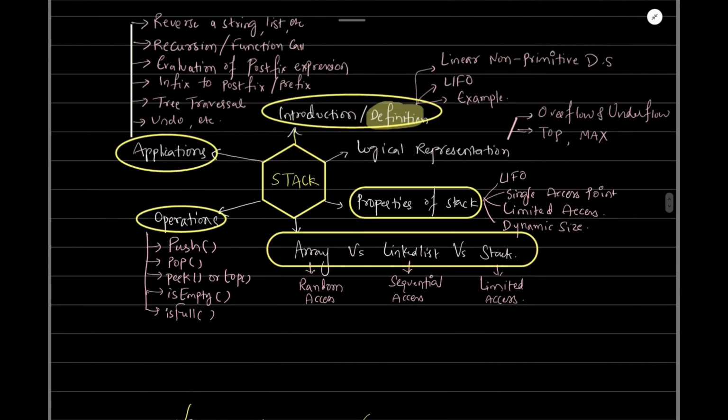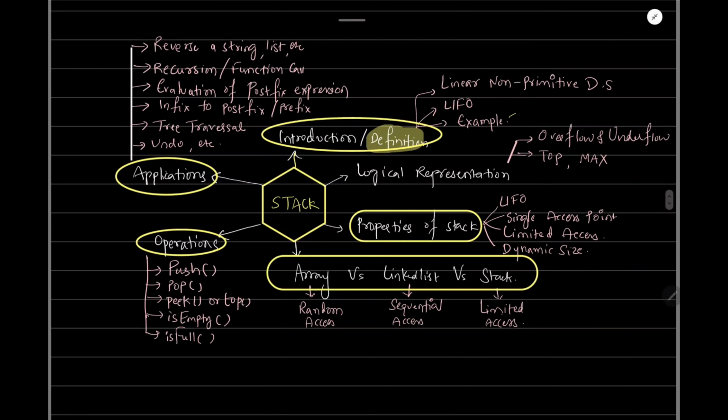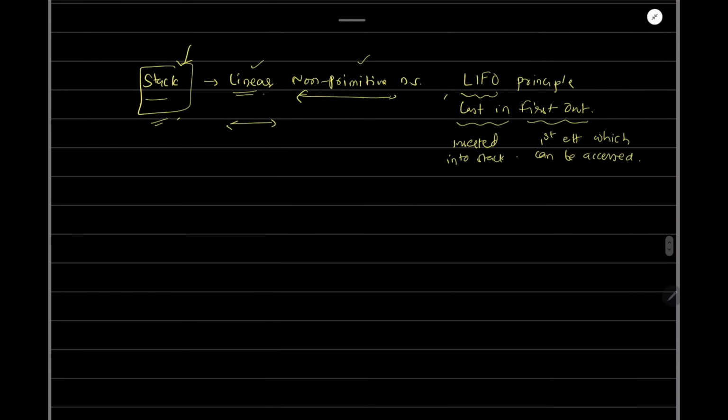And coming to the next thing, we'll also talk about one example. Let's say we have arranged the books on a shelf or on a table. This is some chemistry book, this is some physics book, this is some mathematics book, and this is some English book. The last book which was put on the table was the English book. Now the first book which can be removed from this stack will be this English book only.